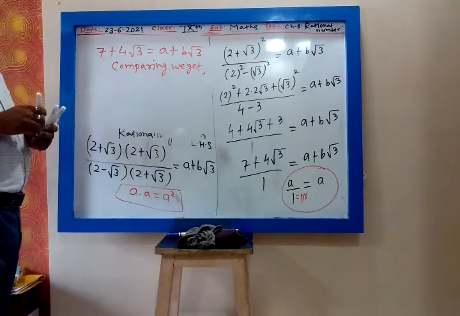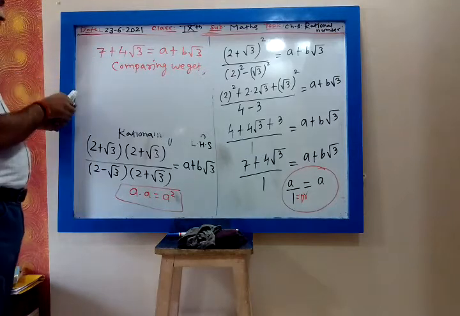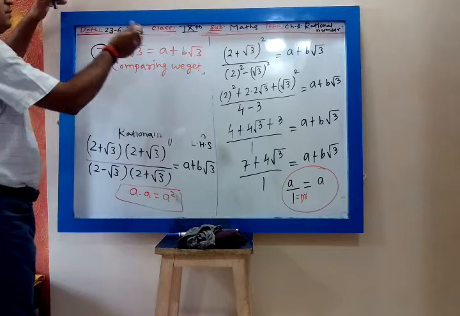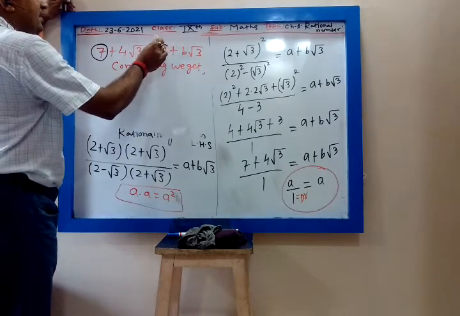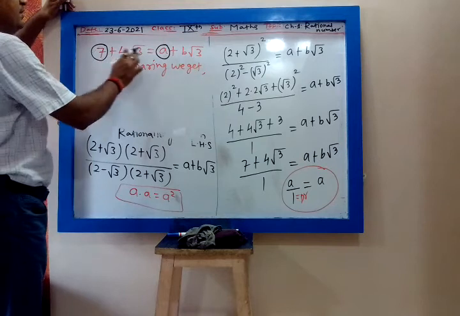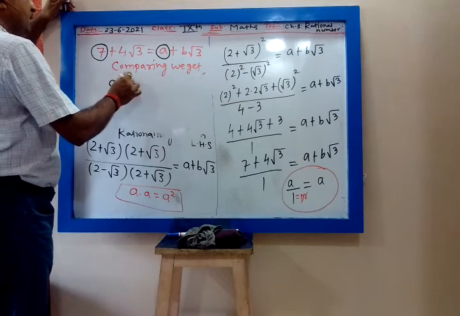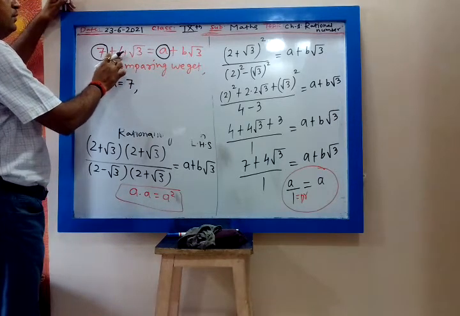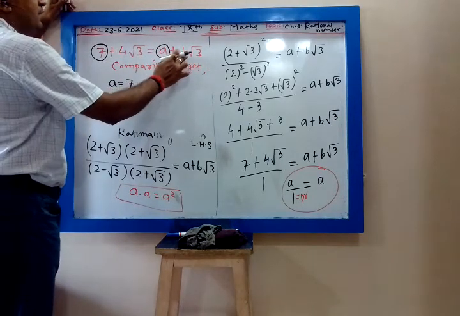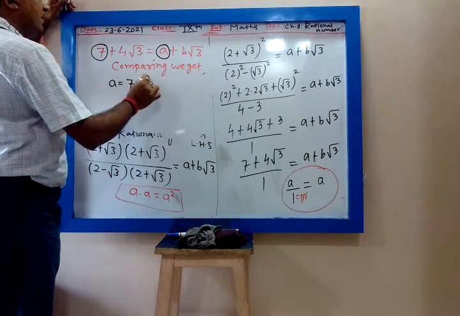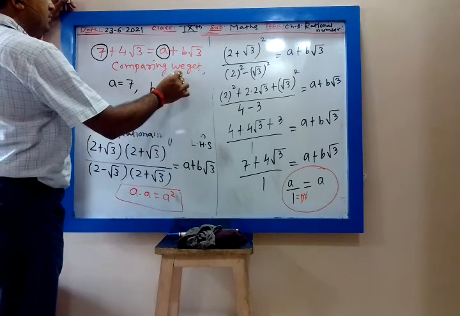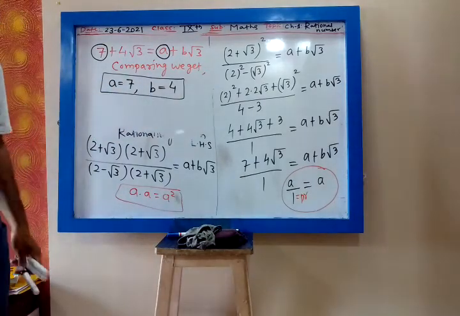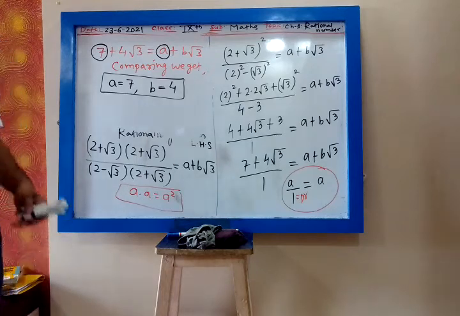What is the constant term on the left hand side? Tell me. 7. What is the constant term on the right hand side? a. So that means a is equal to 7. Then what is the coefficient of root 3 on the left hand side? 4. What is the coefficient of root 3 on the right hand side? b. So you will get b is equal to 4. So the answer is a is equal to 7, b is equal to 4.